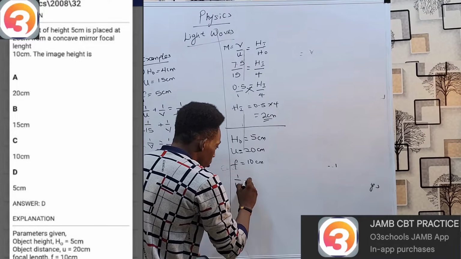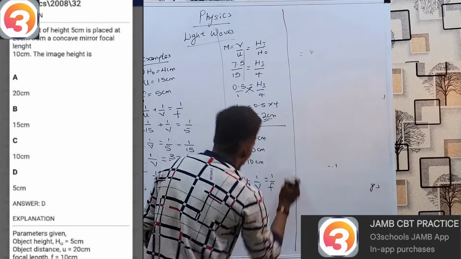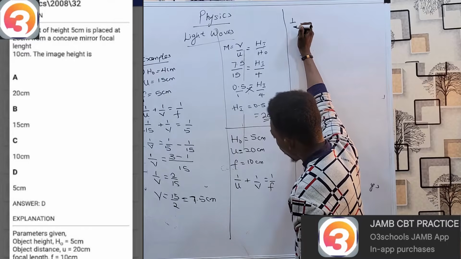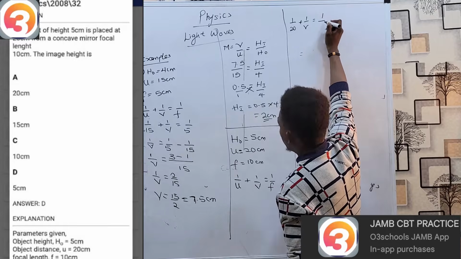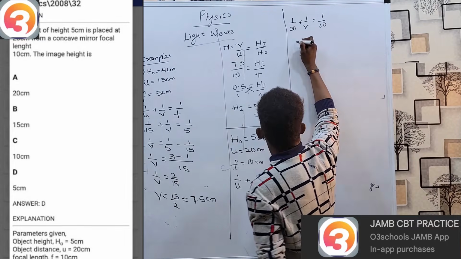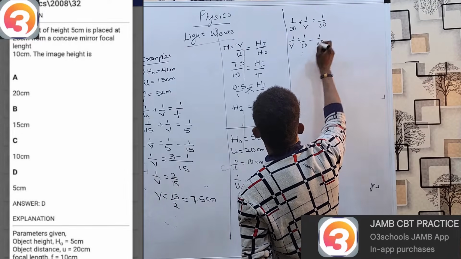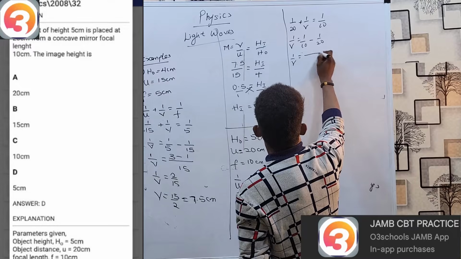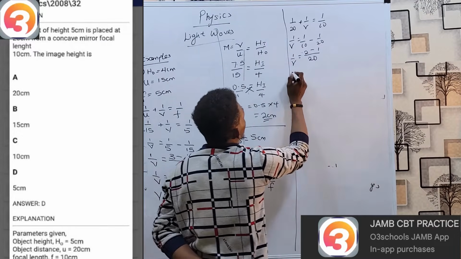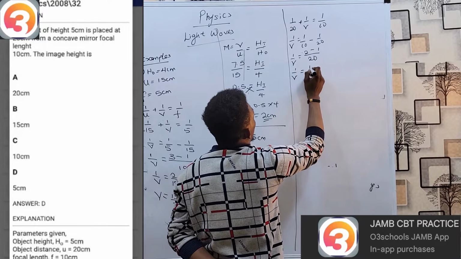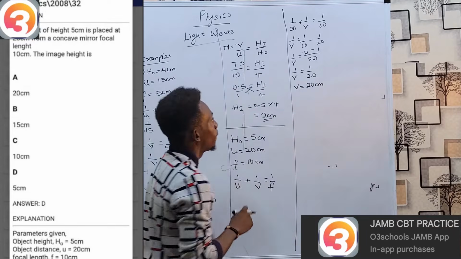1 over u plus 1 over v equals 1 over f. That will give us 1 over 20 plus 1 over v equals 1 over 10. For like terms, 1 over v equals 1 over 10 minus 1 over 20. LCM of 10 and 20 is 20. 20 into 10 is 2. 20 into 20 is 1. And that will be 1 over 20. So v equals 20 centimeters.